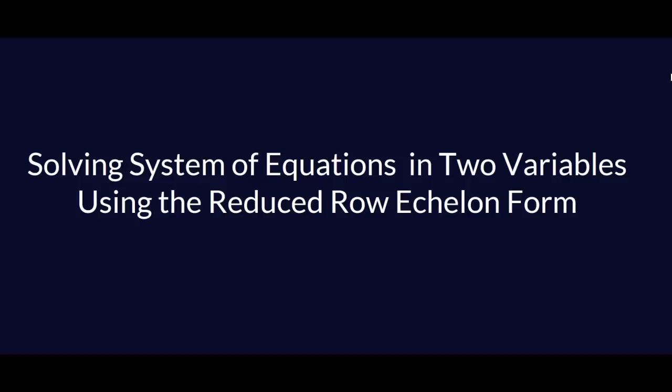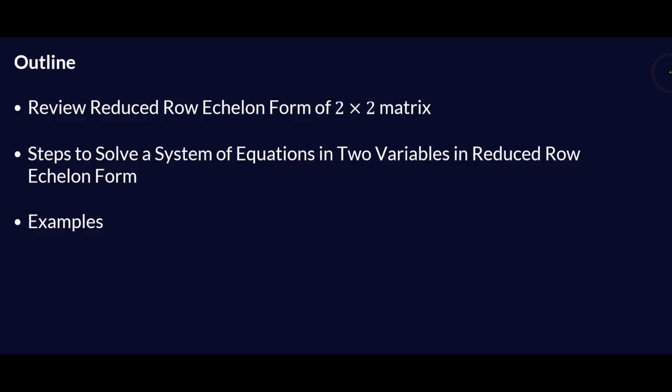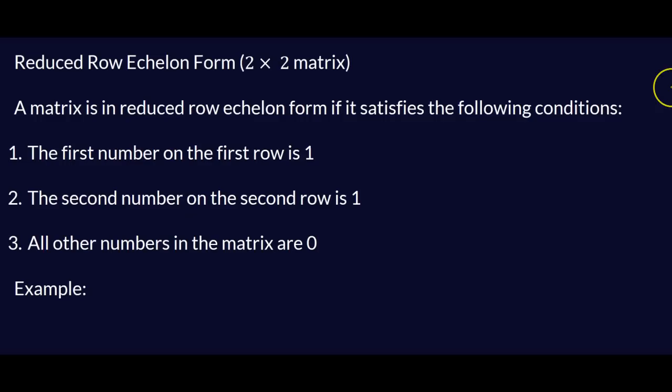All right, so we're going to learn how to solve systems of equations in two variables using the reduced row echelon form. At the end of this lesson, here's what you're going to know. You're going to know what a reduced row echelon form of a 2 by 2 matrix is. You're also going to know the steps that you need to follow to solve a system of equations in two variables in reduced row echelon form, and you'll also know exactly how to apply those steps to some actual examples. So let's go ahead and get started.